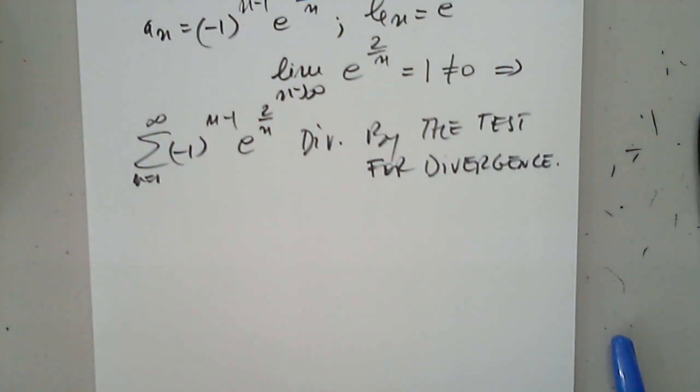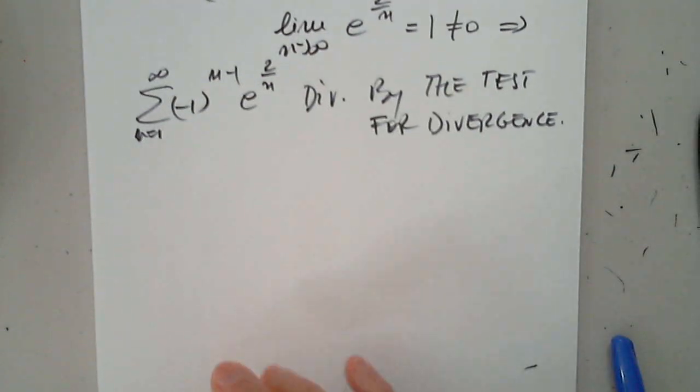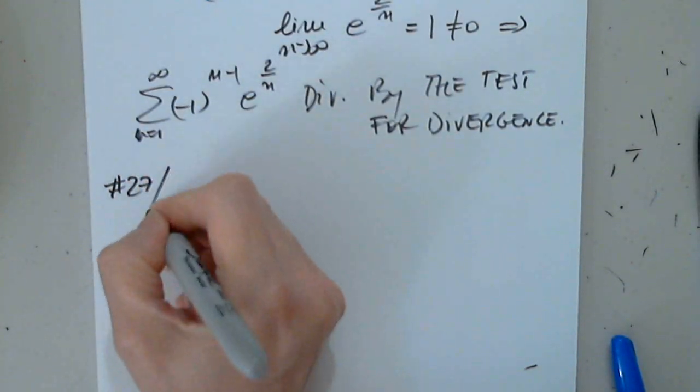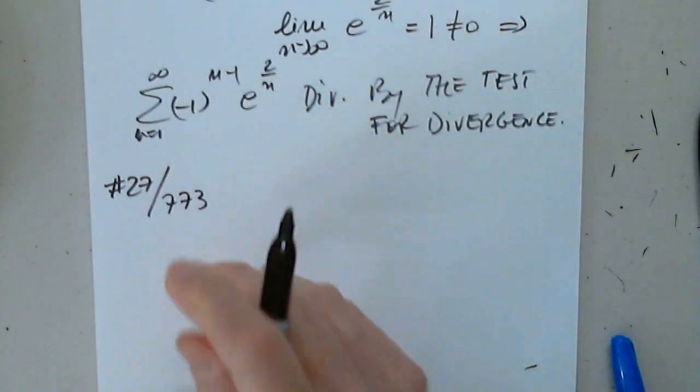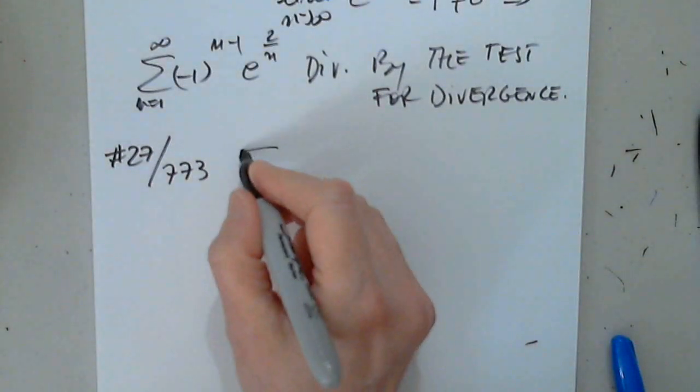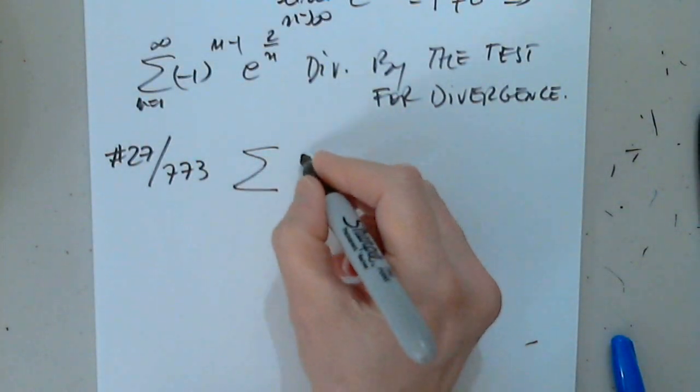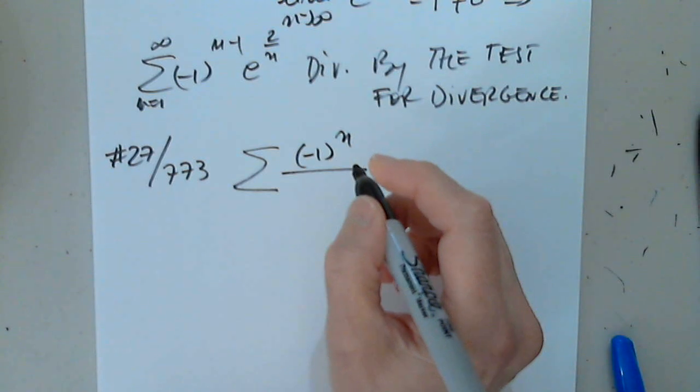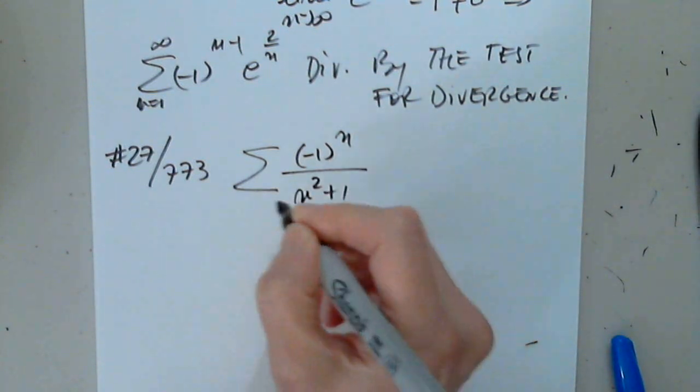Good. Moving on to, let's say, 20, what is next? 27, yes. This time on page 773. And we have negative 1 to the nth power over n squared plus 1.